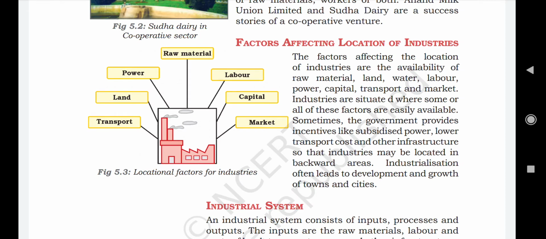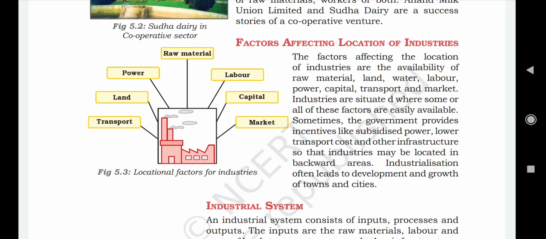Today we will continue with our chapter number 5, Industries. In the last video, we discussed what an industry is and the classification of industries. Today, we will see the factors affecting the location of industry.